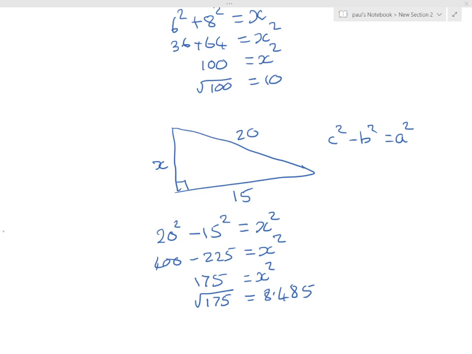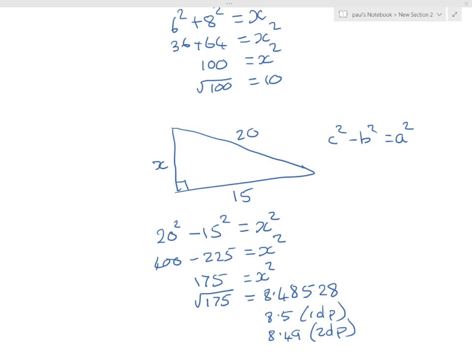It was 8.48528 on the calculator, so I can go 8.5 to 1 decimal place, or 8.49 to 2 decimal places. Yeah. Okay.